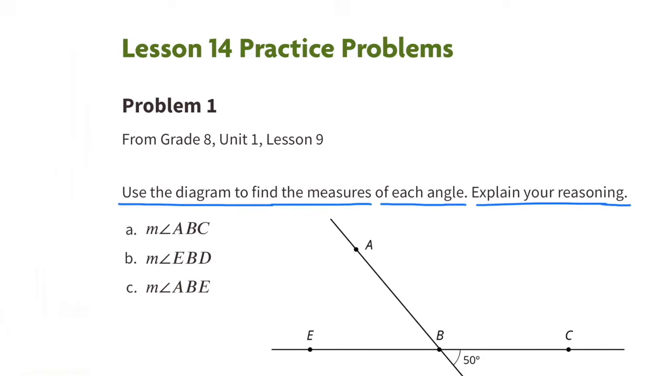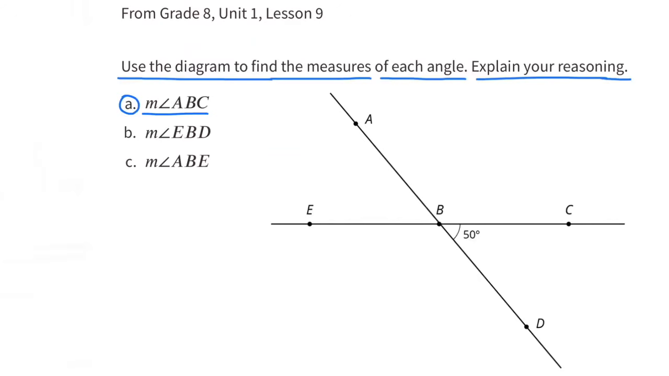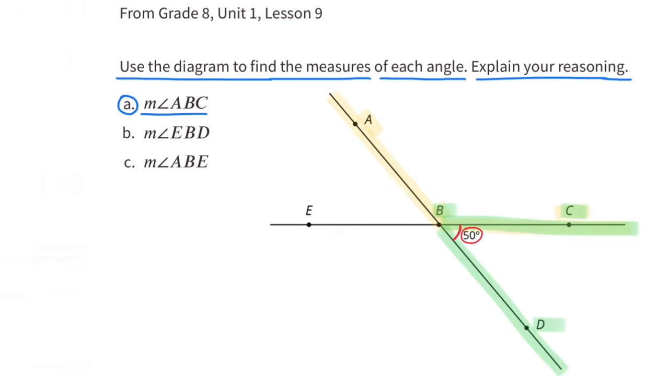Number 1. Use the diagram to find the measures of each angle. Explain your reasoning. A. The measure of angle ABC. I highlighted the angle ABC in yellow. And they tell us that angle CBD is 50 degrees.